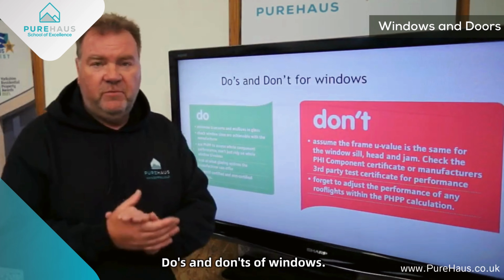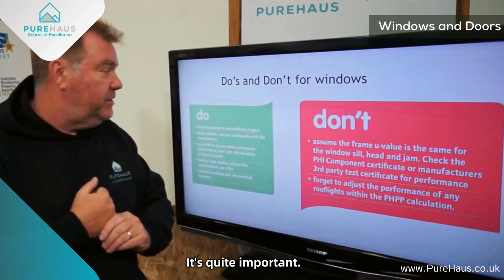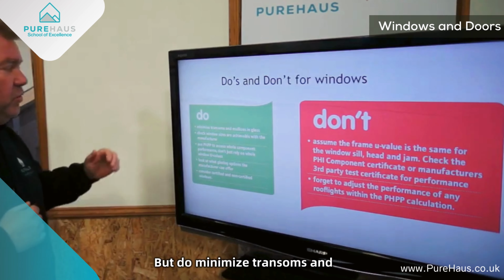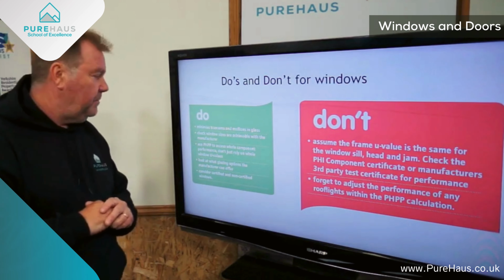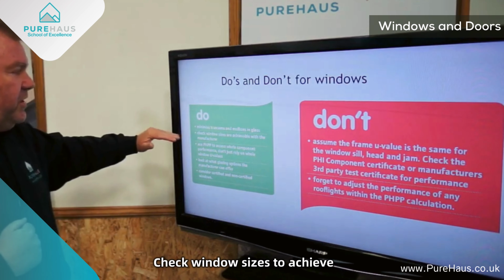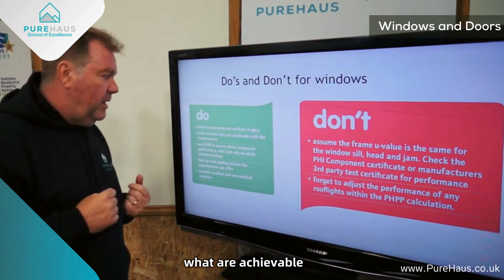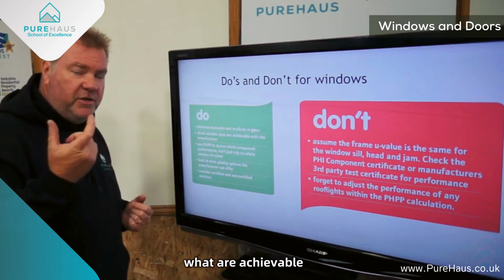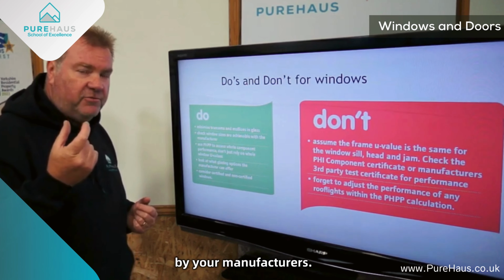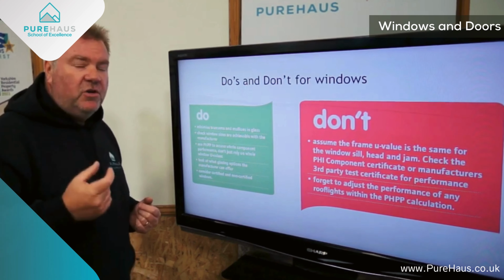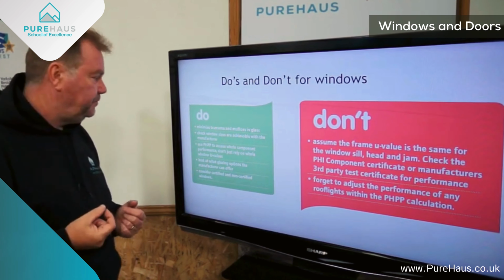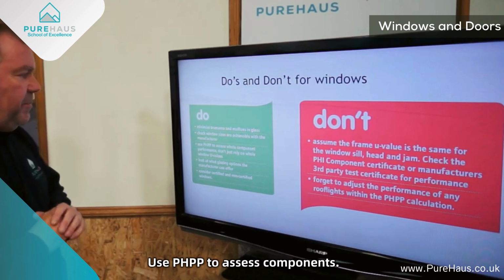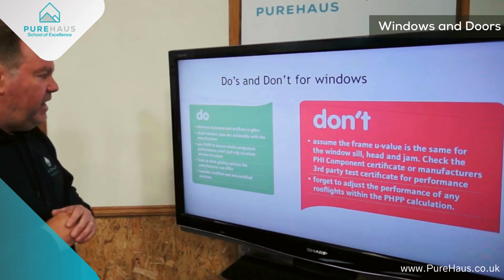Do's and don'ts of windows. It's quite important. Do minimize transoms and mullions in glass. Check window sizes to make sure they are achievable by your manufacturers, because some manufacturers don't always produce the size window you may need. Use PHPP to assess components.